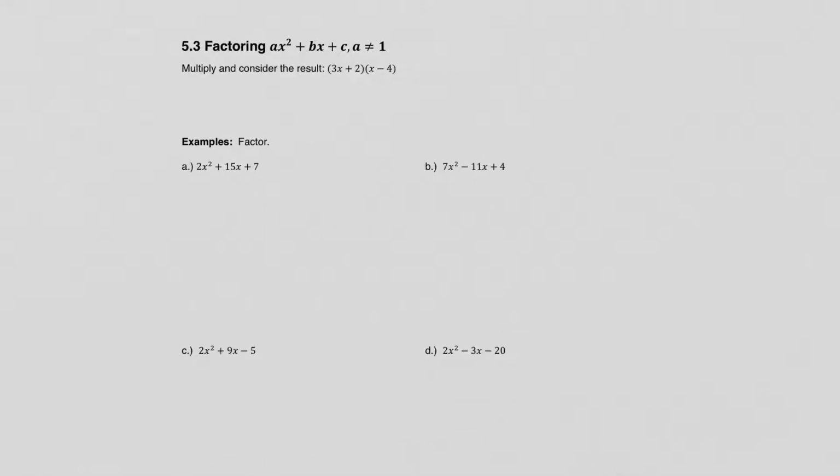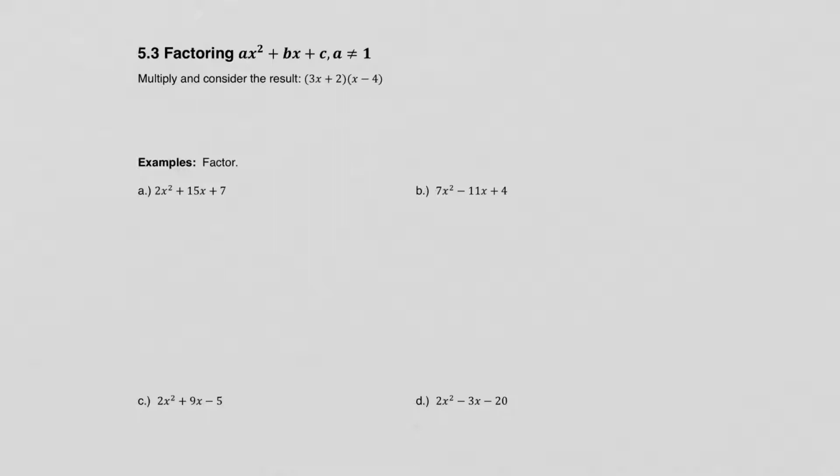So in this section, we're also factoring. But notice that A does not equal 1. So remember, you have A, B, C, first, second, and third coefficients. And so last time we factored something like this. And you can see that the A equals 1.